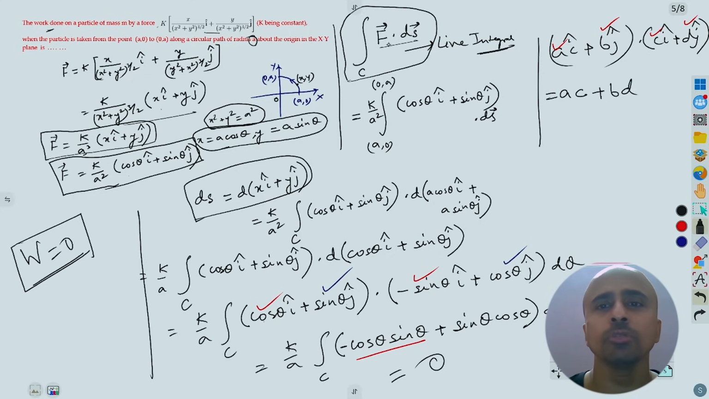Now substitute the value of F. We evaluate ds. How can ds be evaluated? Where is our s? s is on this circular path, and any point on this circular path is (x, y). And what is (x, y)? Coming back again here, x equals a cos theta, y equals a sin theta.